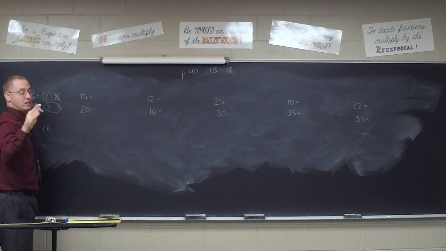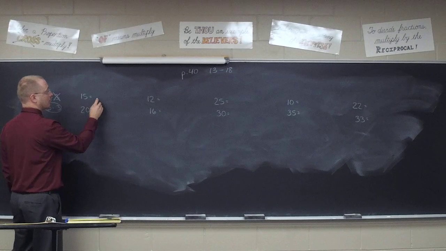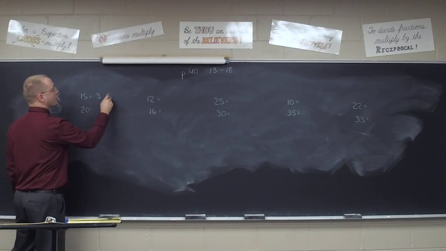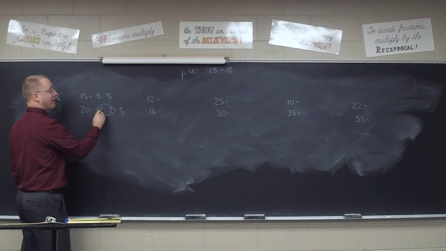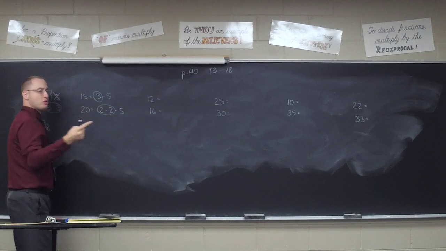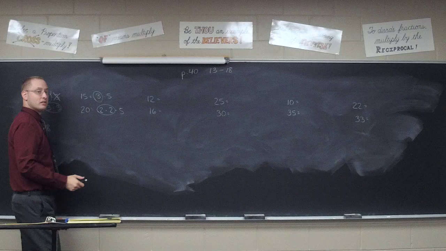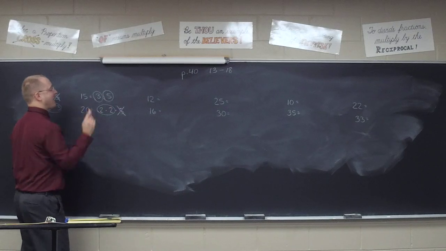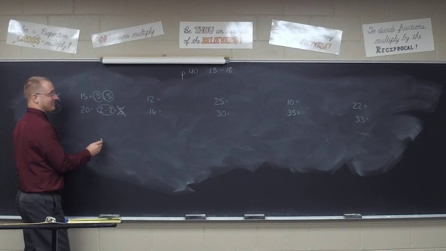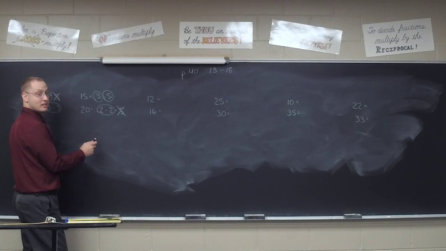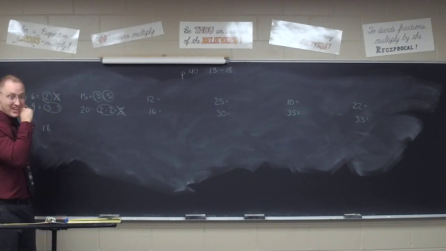How'd you factor the 15, Kirsten? 3 times 5. And the 20? 2 times 2 times 5. All right, winner by default, winner by default. Which one did you call the winner? 15. Loser. And when you multiplied all that together, what did you get for your LCM for number 14?